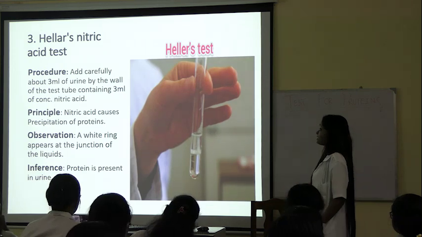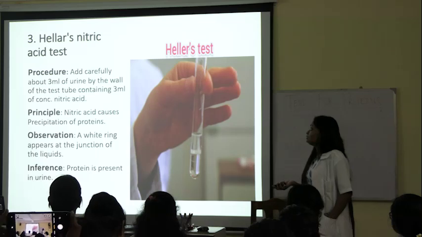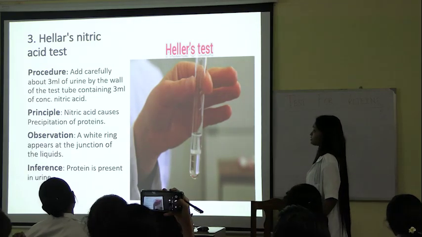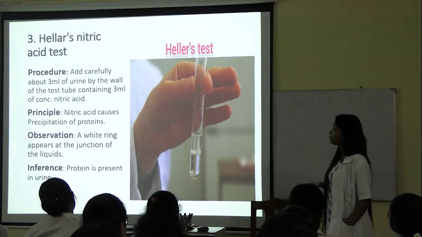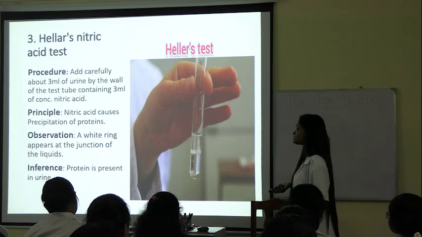And third is Heller's nitric test. Second one also we'll do in our lab. In Heller's nitric test, the principle is nitric acid causes precipitation of proteins, and the procedure is to add carefully about 3 ml of urine by the wall of the test tube containing 3 ml of concentrated nitric acid.